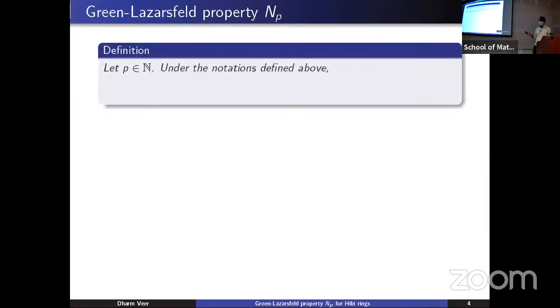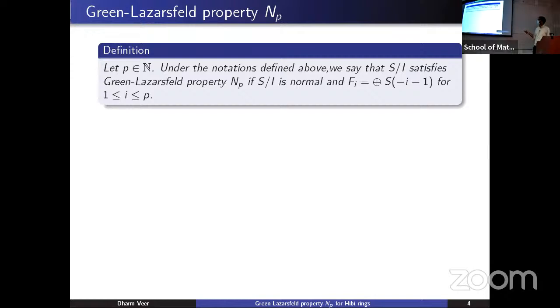Let P be a natural number, and under the notation defined above, that means S is a standard graded polynomial ring, I is a graded ideal of S, and F is the graded minimal resolution of S mod I over S. We say that S mod I satisfies Green-Lazarsfeld property NP if the ring S mod I is a normal ring, and the module F_i, where i is between 1 and P, is a direct sum of S(-i-1). So what is this module S(-i-1)?